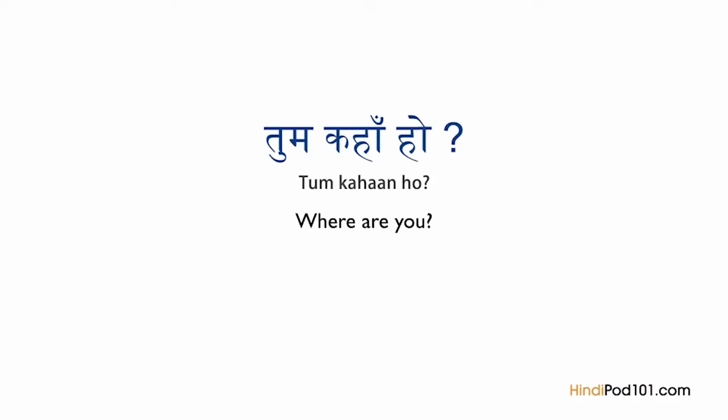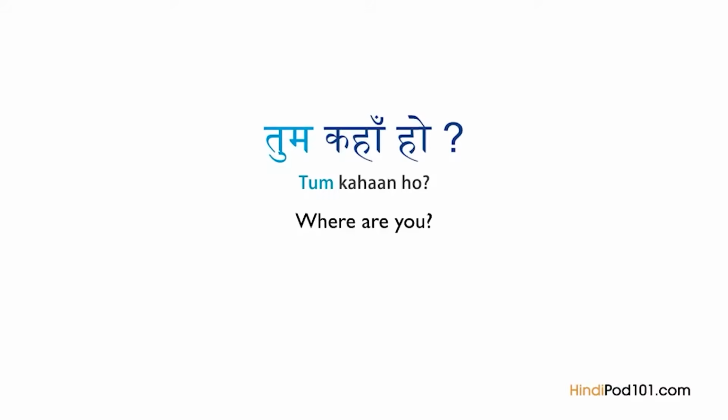This time, we're going to ask questions using the word where. Question words always appear in the second position in the non-yes-no question sentences. Imagine you want to ask your friend where he or she is now. You will ask, तुम कहाँ हो? This is the way you ask, where are you? तुम कहाँ हो? So, let's break down this question.